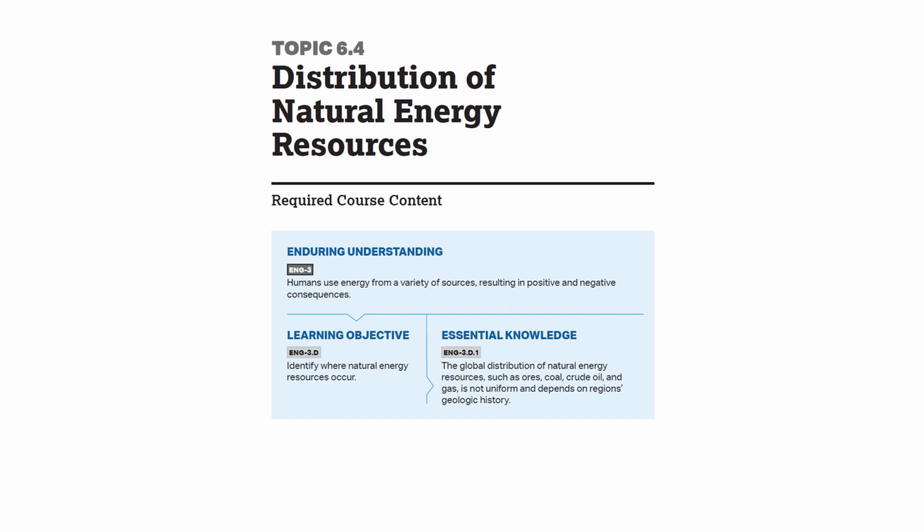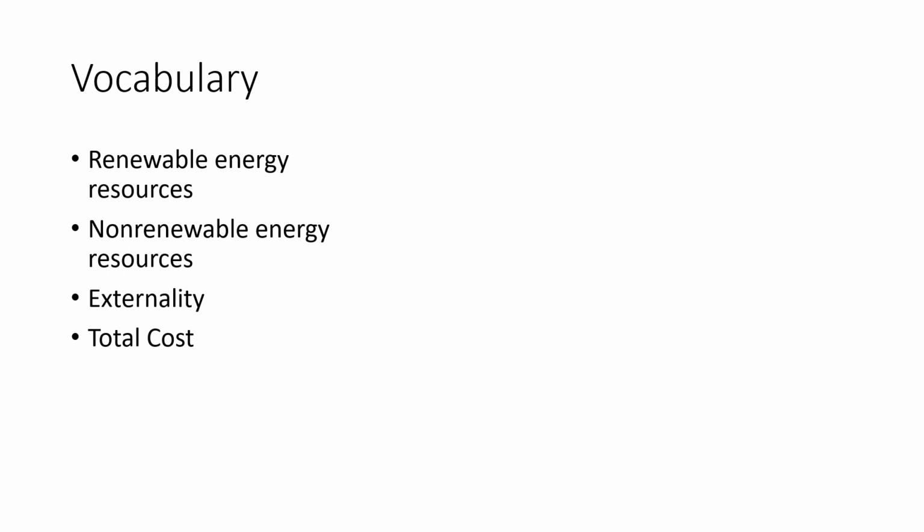So I was mistaken. This is topic 6.4, not 6.3, distribution of natural energy sources. So just identify where these energy resources occur, where you can use certain energy resources and where certain energy resources are found. For example, where can you mine coal? Where can you get crude oil out of the ground? Where can you use geothermal energy? Where can you use tidal energy? All of those things. The vocab is rather brief, but you can stop this now and jot these down.